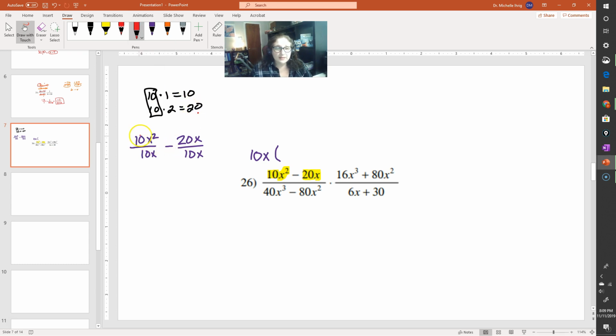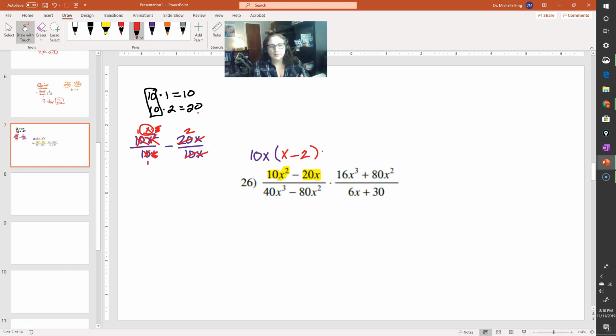So now I can see that 10 divided by 10 is 1. And I know that this is really 2 x's and this is 1 x. So I can just cancel this x out and this x out. And so all I'm left with inside is x. Same thing here. 10 can go into 20 two times, and the x's cancel. So when I pull out that 10x GCF, I'm left with the x minus 2.